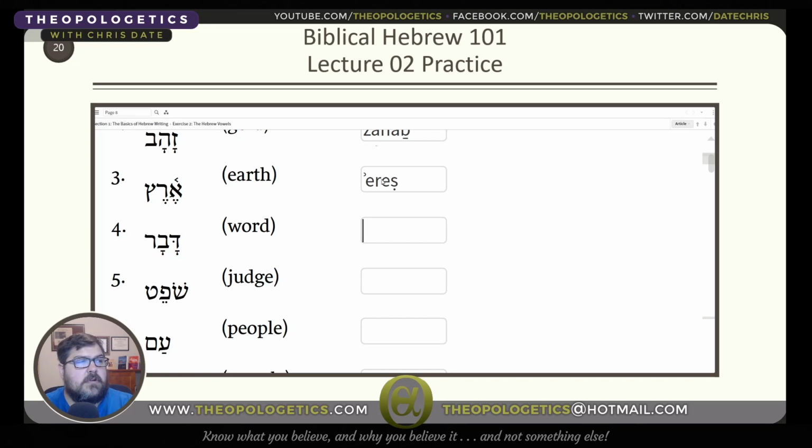Davar, meaning word. The dalet with a dagesh is D, the qamets is A with a line over it. The bet without a dagesh is a B with a line under it. The qamets is an A with a line over it, and the reish is an R.